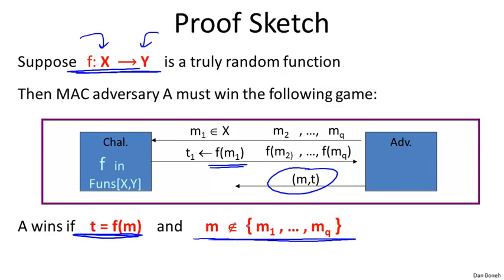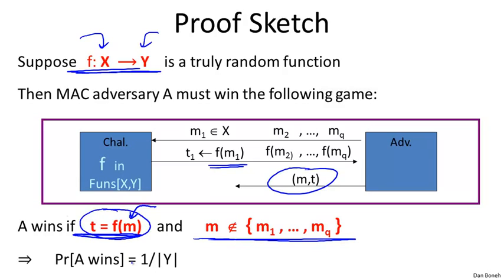But let's just think about this for a minute. What does this mean? The adversary got to see the value of a truly random function at the points m1 to mq, and now he's supposed to predict the value of this function at some new point m. However, for a truly random function, the value of the function at the point m is independent of its value at the points m1 to mq. So the best the adversary can do at predicting the value of the function at the point m is just guess the value, because he has no information about f of m.